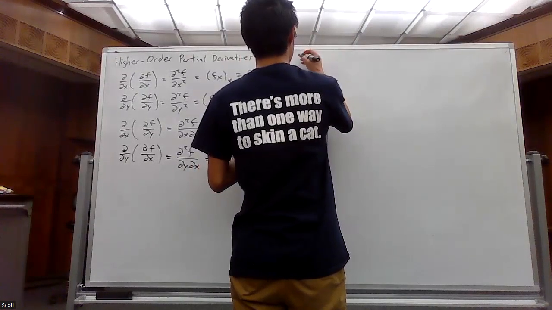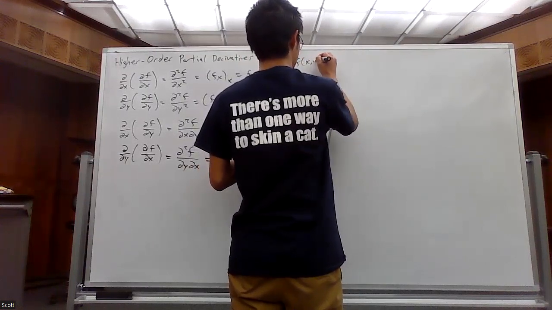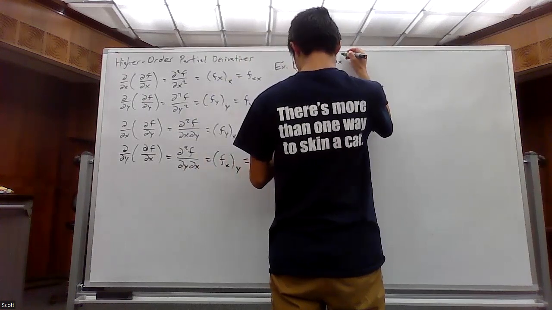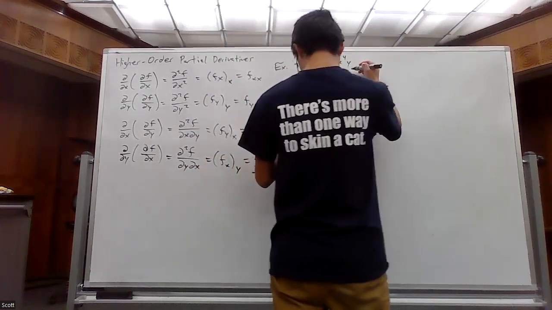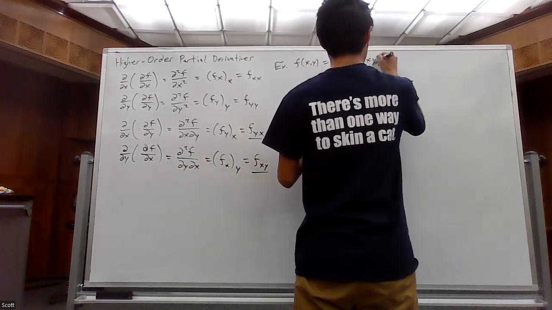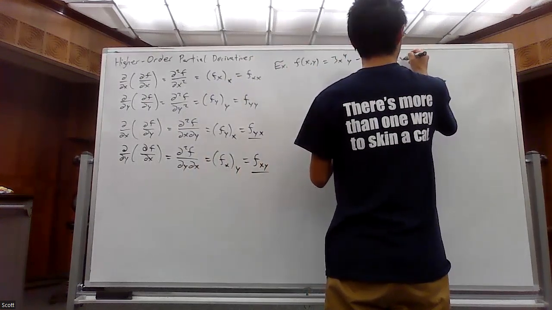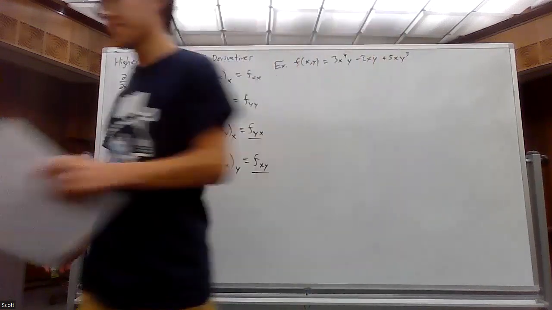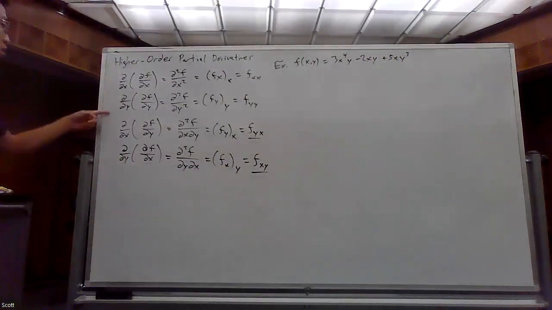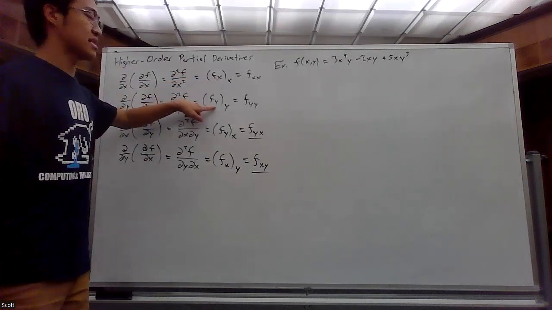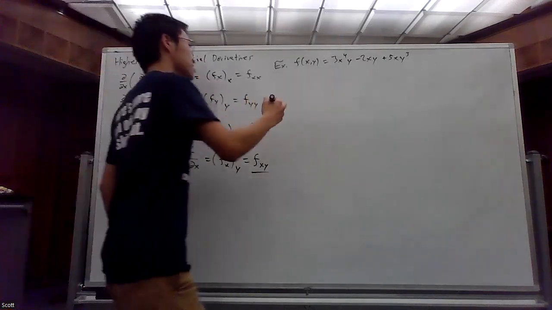Okay, so f of x and y is equal to 3x^4 y minus 2xy plus 5xy^3. Let's go through all four of these. So we're going to do our building blocks. The building blocks are f_x and f_y, and from there we can build everything else.